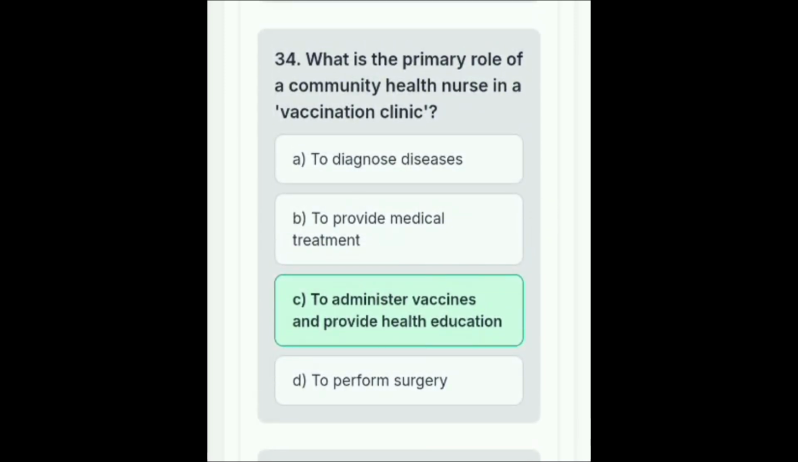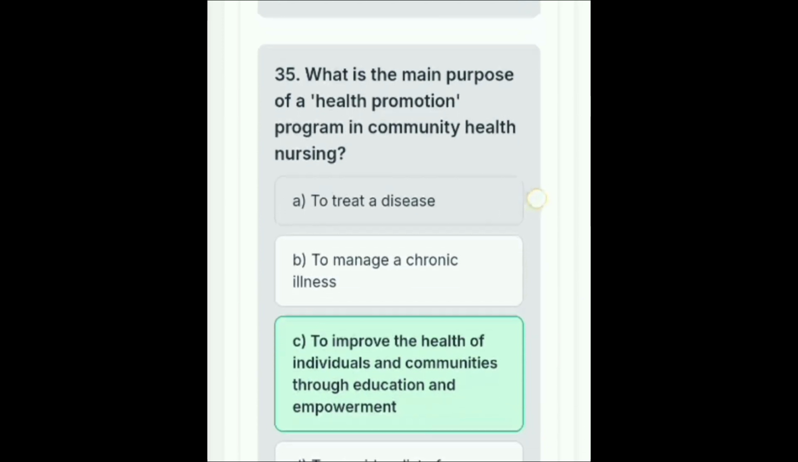What is the primary role of a community health nurse in a vaccination clinic? Option A, to diagnose diseases. Option B, to provide medical treatment. Option C, to administer vaccines and provide health education. Option D, to perform surgery. So the C is correct.